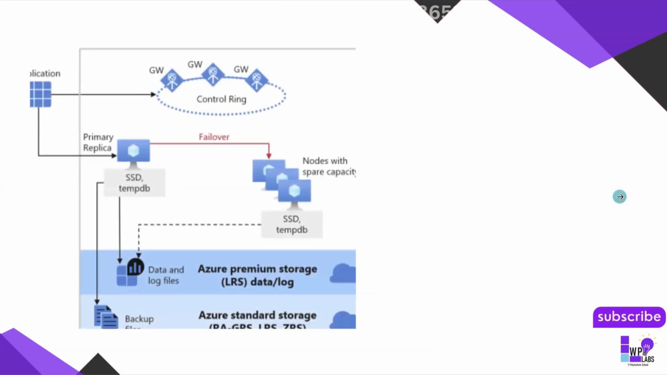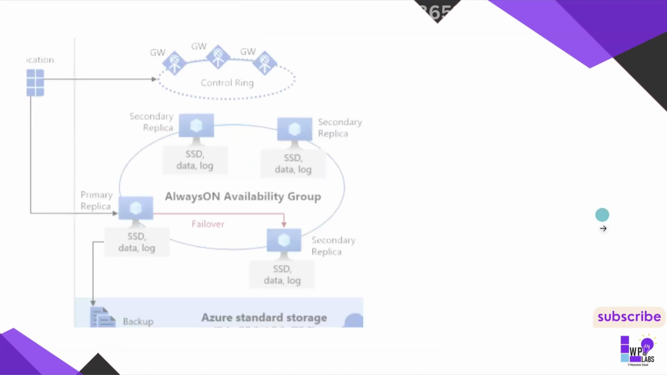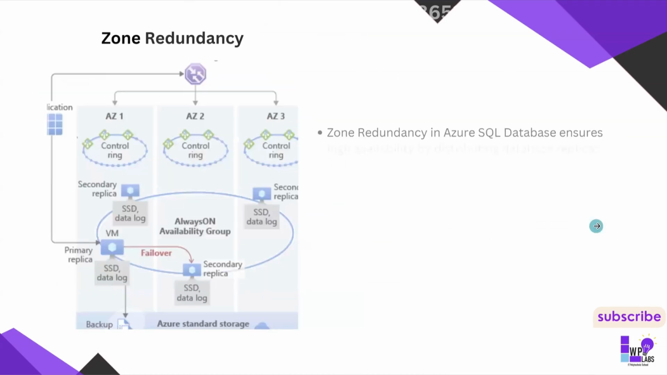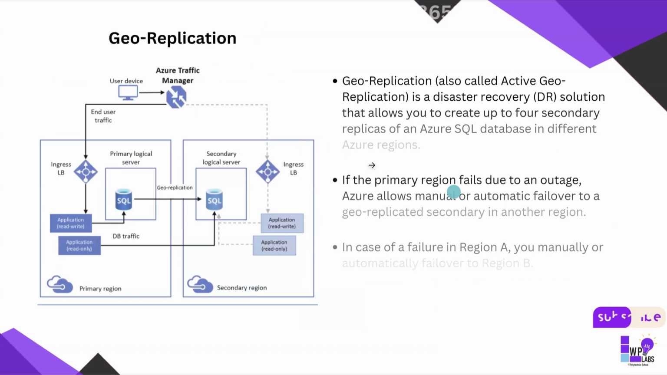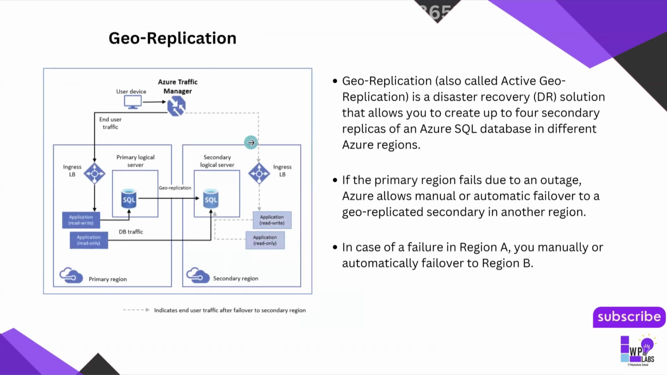Over here I have created a PPT for geo replication as well. So what is geo replication? It's a disaster recovery solution that allows you to create up to 4 secondary replicas of an Azure SQL database in different Azure regions. If you look at this diagram, we have the primary logical server in the primary region, and the secondary logical server is configured in some other secondary region.